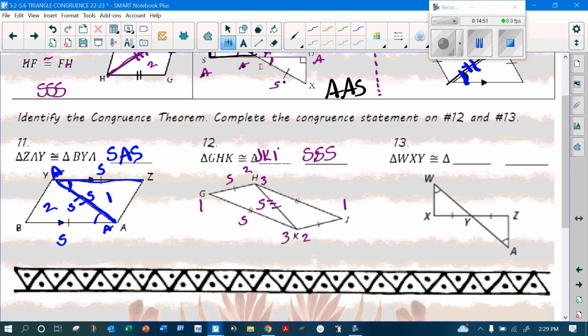And last, this angle is automatically equal to this one because they're vertical. So if I were going to look at triangle WXY, so 1, 2, 3, A is congruent to W, Z is equal to X, and Y is equal to itself because they're vertical. So this would be angle, angle, side.